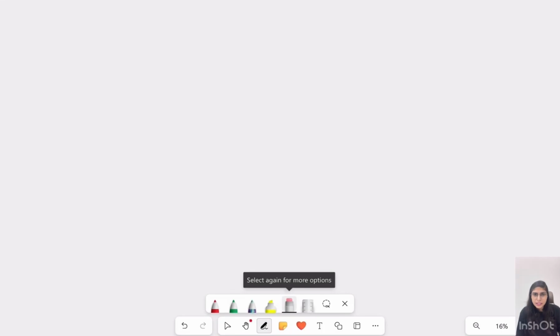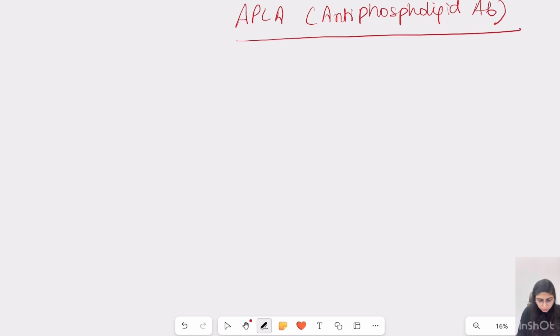Let's talk about APLA syndrome, APS. Let's start. APLA syndrome, which is an antiphospholipid antibody syndrome. Let's first start with the pathogenesis.